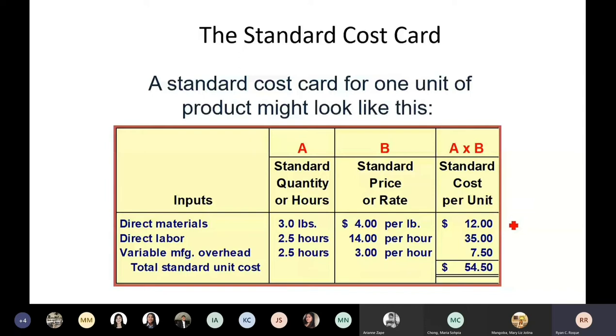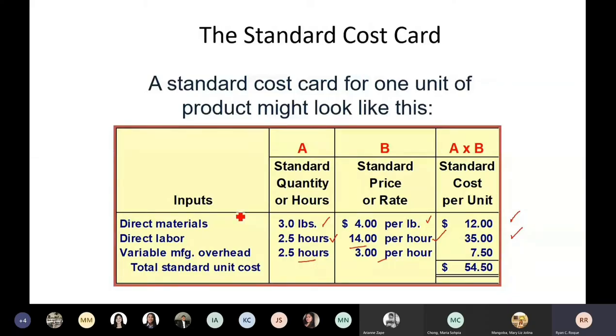But definitely, hindi naman ganitong ganito sa lahat. Ang gusto lang ipakita nito, for materials, 3 pounds bawat output and 4 pesos per pound or $4. So, 12 ang ating materials per unit. Labor, 35. So, ganito naka-breakdown. 2.5 hours kasi yan. So, 14 per hour ang standard rate natin ngayon. Sa overhead, 2.5 hours. 3 per hour ang standard rate natin sa ngayon.